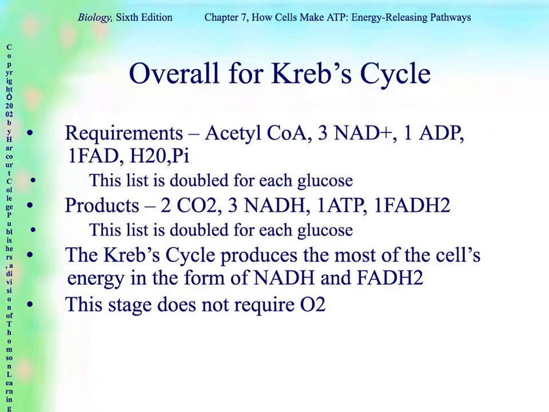So here is our overall for Krebs cycle. The requirements for a Krebs cycle overall is acetyl coenzyme A, that starts the whole thing. 3 NAD pluses are needed to accept the hydrogens. 1 ADP is needed. 1 FAD is needed. Water is needed, and an inorganic phosphate is needed. Remember, there are 2, glucose got split in half, so all of this list is actually doubled. For the products, we end up with 2 carbon dioxides that were released from decarboxylation. We made 3 NADHs, 1 ATP, and 1 FADH2. Again, this list is doubled.